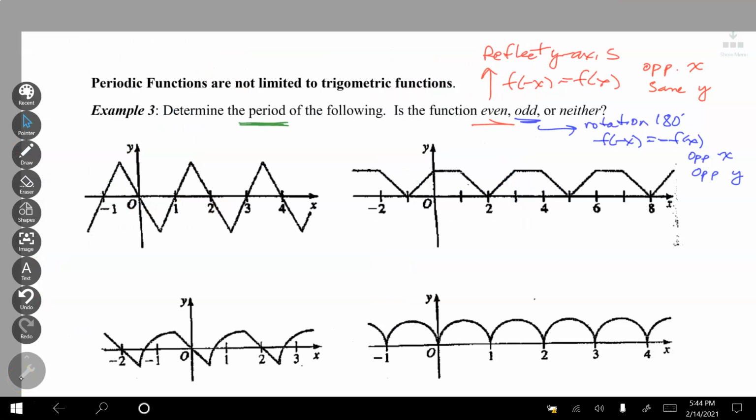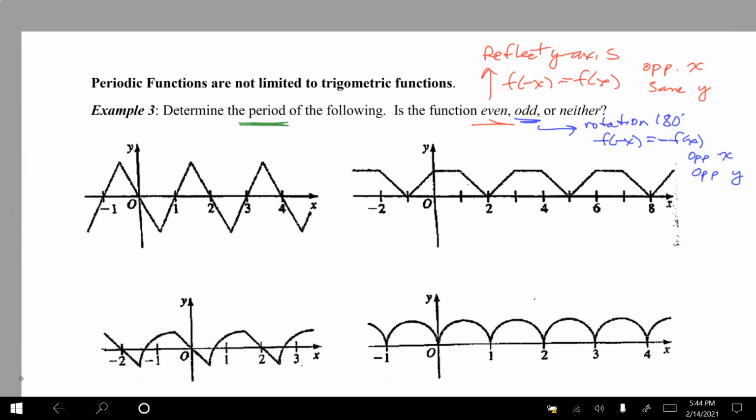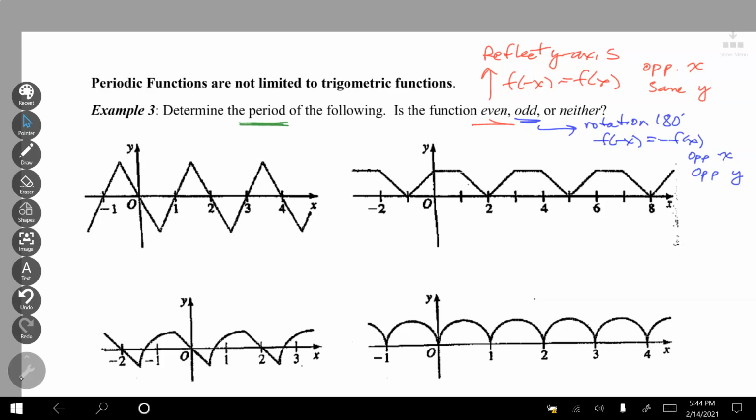Okay, we're going to decide what the period is by tracing it to see how far it takes to repeat itself, and we're going to play the even, odd, or neither game by looking at the symmetry, even being reflected over the y-axis, or I get opposite x values and I get the same y. Odd meaning I get a rotation of 180 degrees, which means when I have opposite x values, I have opposite y's. So to trace this, I'm just going to start here at the origin, and I trace, and it looks like right here, that would be my rubber stamp, and this is the pattern I can repeat over and over and over again. So I get a period equal to 2.